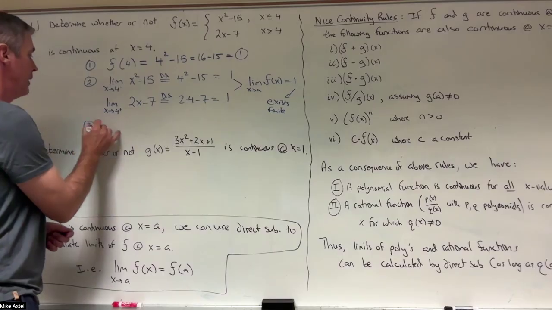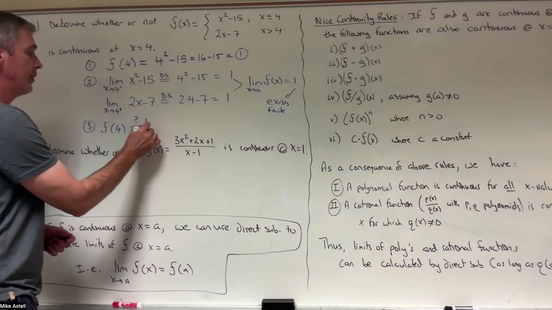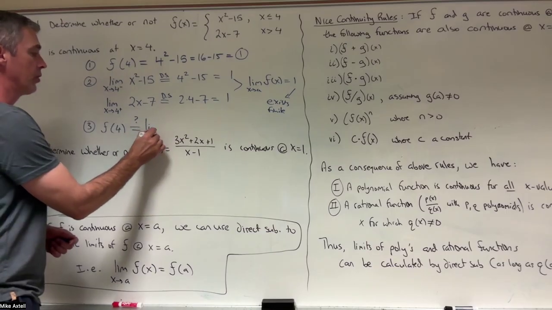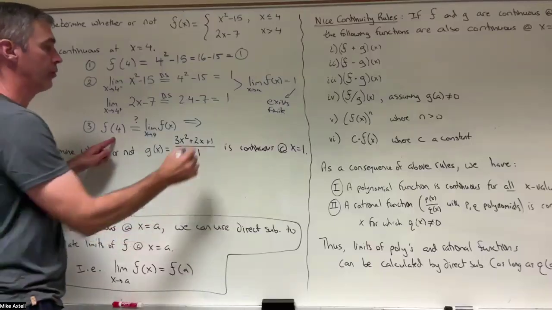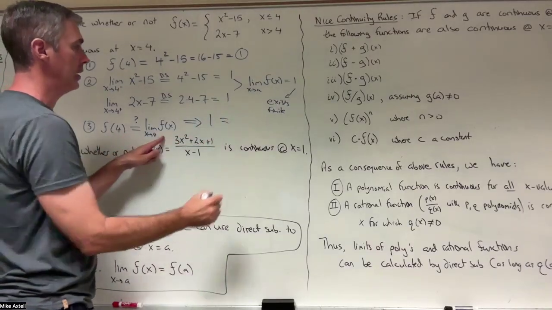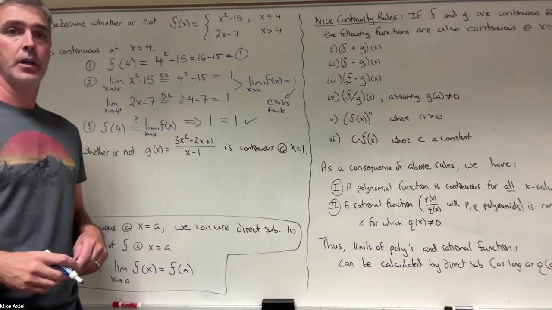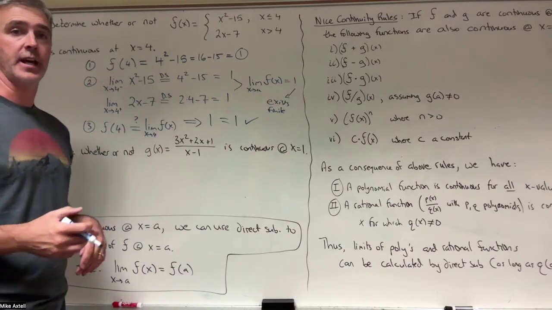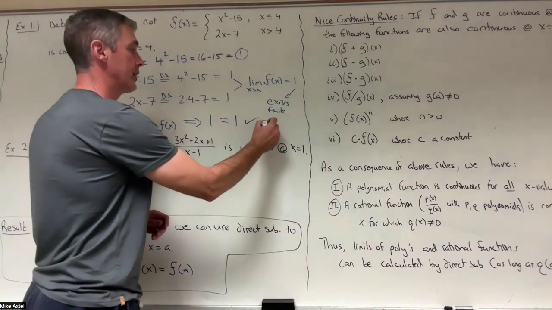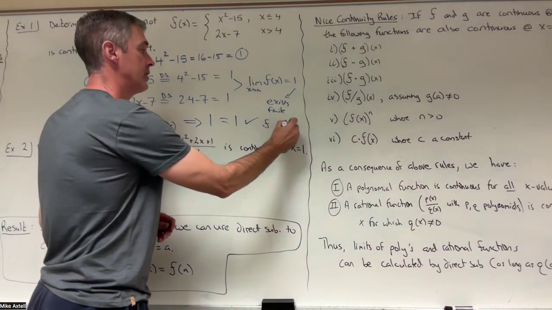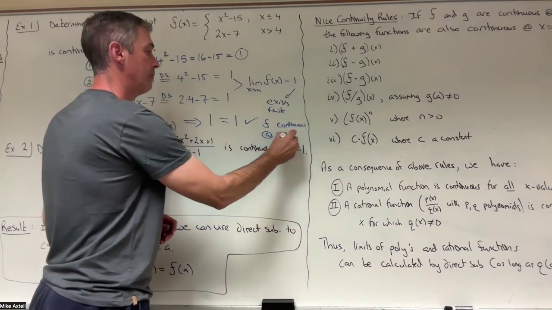All right. Third one. Does f of 4 equal, question mark, the limit as x approaches 4 of f of x? Well, f of 4 was 1. The limit was 1. So yeah, it does. So in this case, our function f has satisfied all three of the requirements for continuity at x equals 4. So I can say f is continuous at x equals 4.